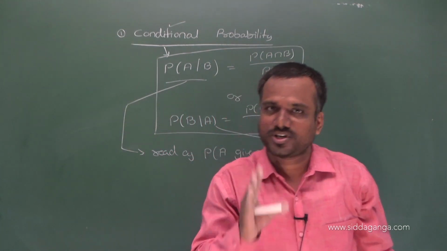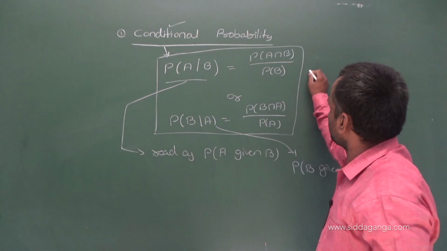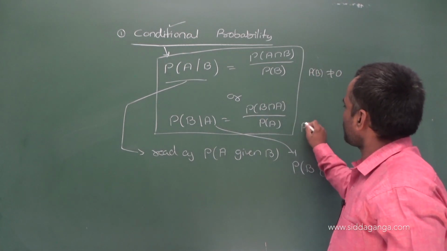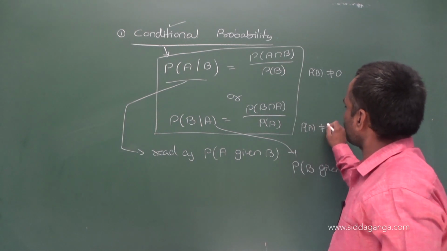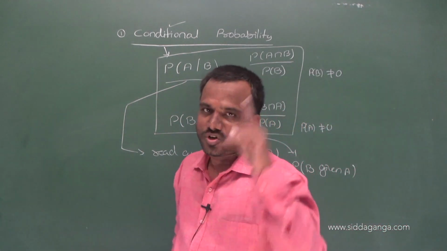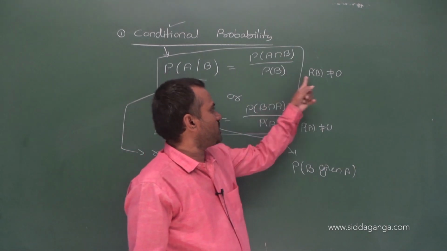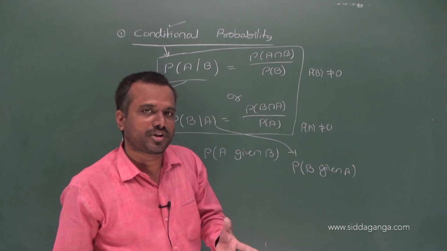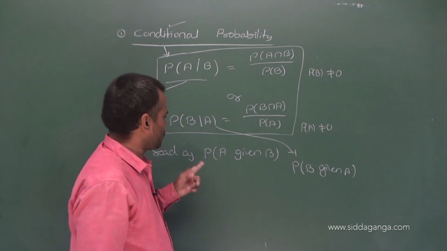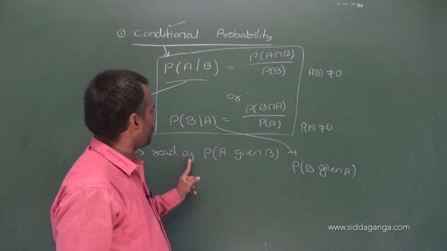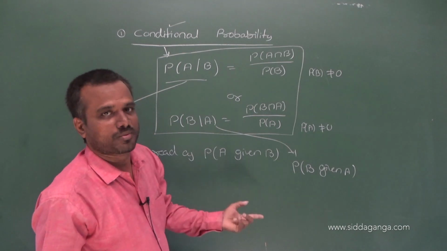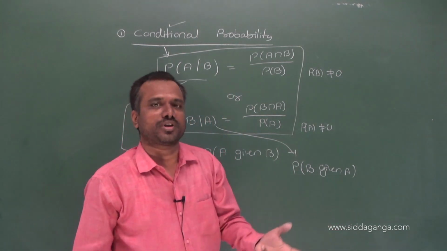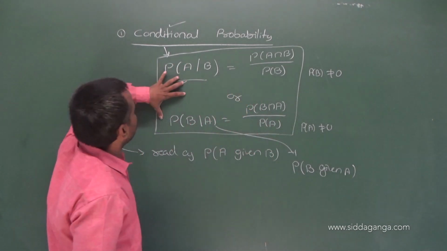Here P of B is not equal to 0, very important. And here P of A is not equal to 0, because if the denominator is equal to 0, it is infinity. We can also read P of A given B as P of A bar B, and P of B given A as P of B bar A. This is the definition.